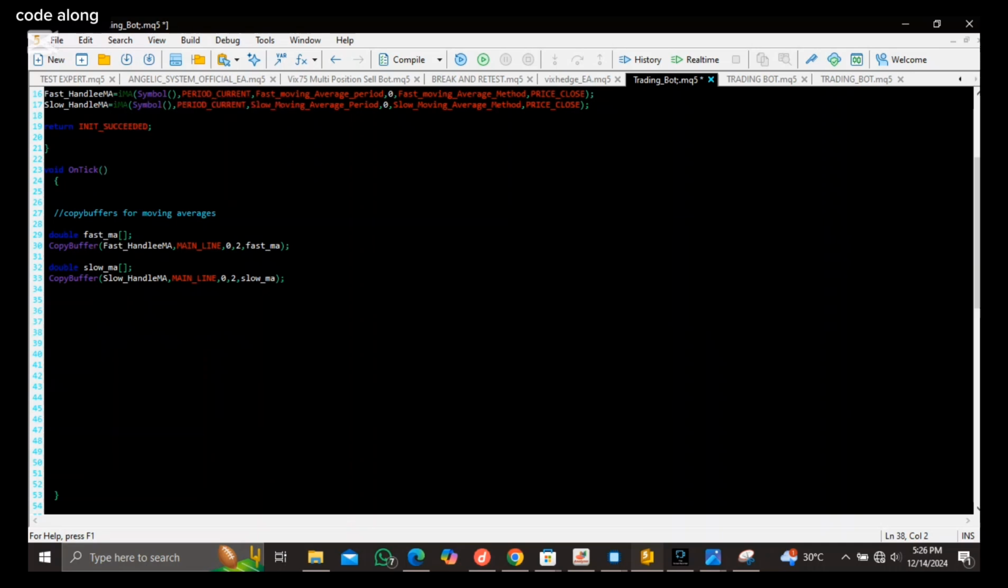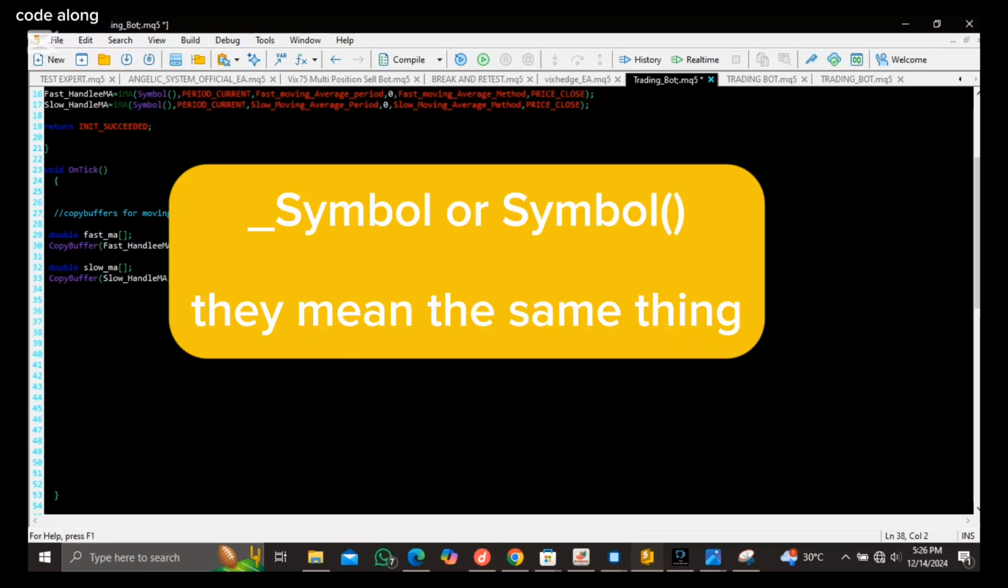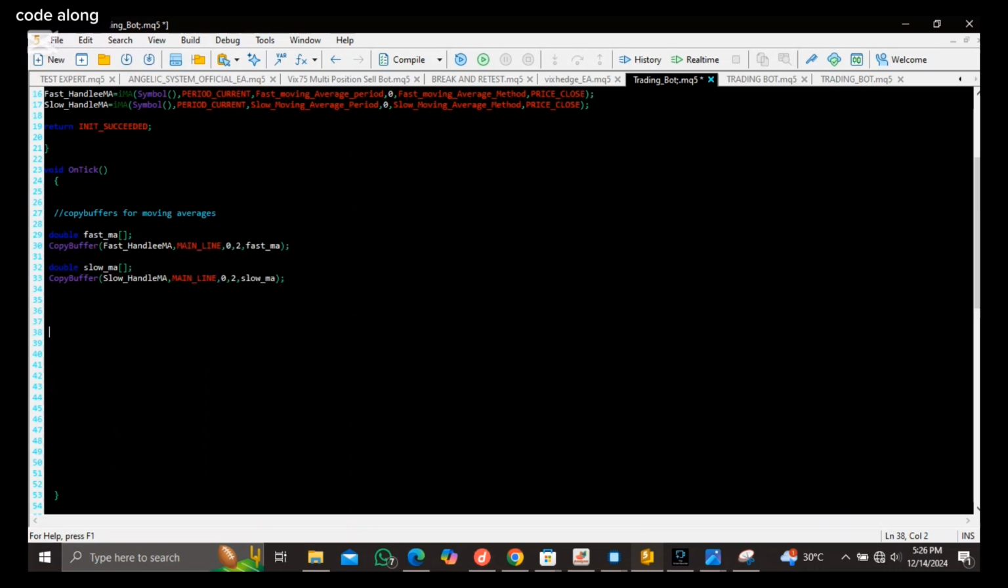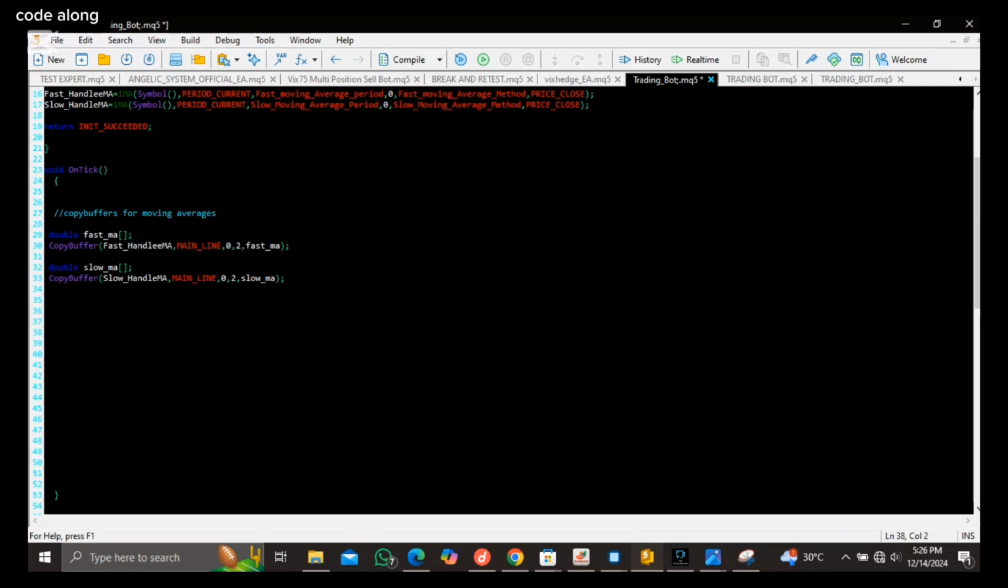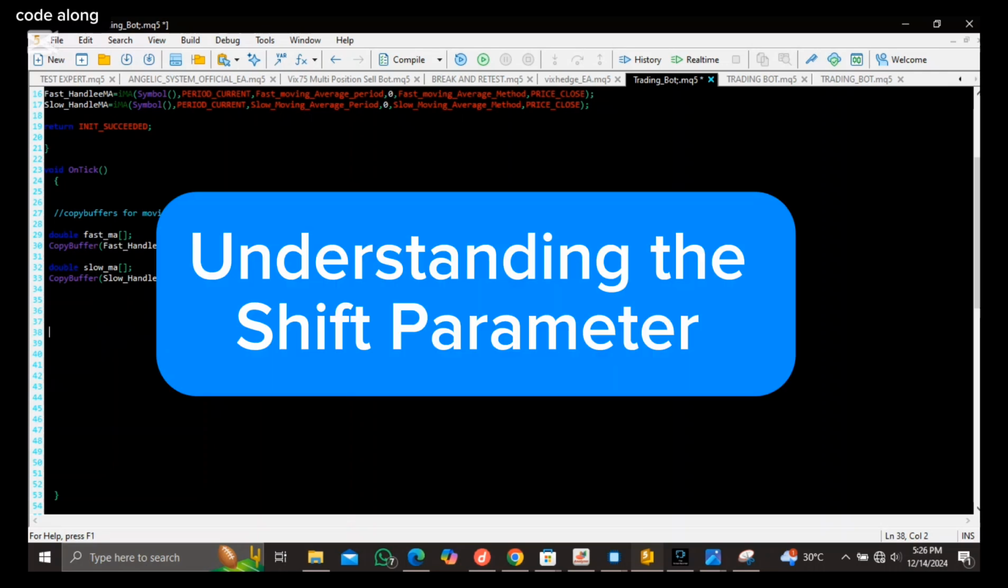These functions receive the following properties. _Symbol, the symbol of the financial instrument, e.g., EURUSD. PERIOD_CURRENT, the current period, for example, 1 minute, 5 minute, and so on. Shift, the number of candles to shift back in time, for example, 1 for the previous candle, 2 for the candle before that, etc. Understanding the shift parameter.